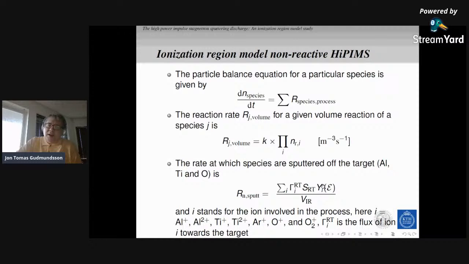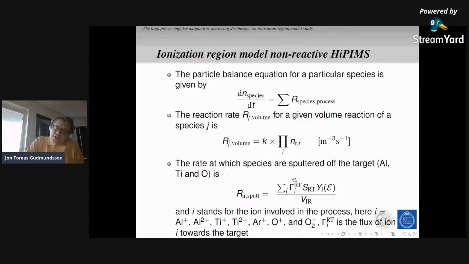And we also notice this is also a sum because there are various species that sputter off the target. And these various species have different sputter yields. So in the case of an aluminum target, we have argon plus as one of the species, aluminum plus is another, and aluminum 2 plus would be one more. And in the case of reactive sputtering of titanium oxide, we would have titanium, titanium plus, titanium 2 plus, O plus, O2 plus, argon plus, and so on. So in the reactive case, we have more species possible. And we will see this again later.